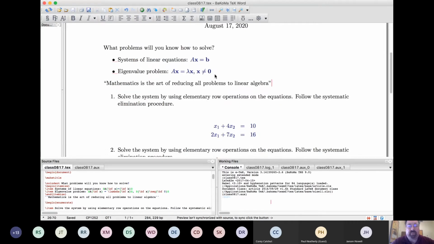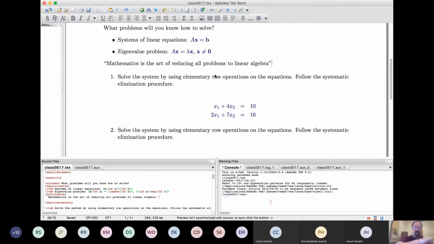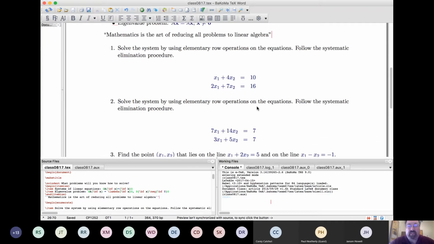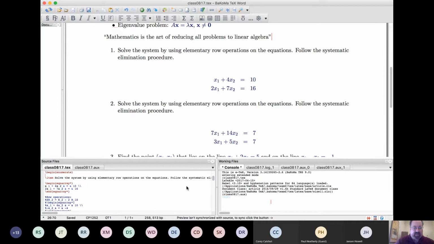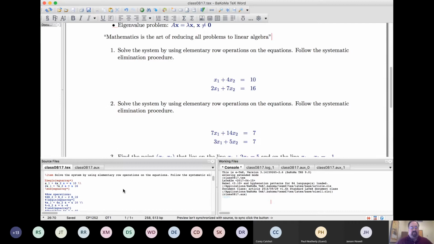So what I'm going to do now is dive into these problems, and you'll see that there are certain bits of terminology that I need to explain, such as elementary row operations, systematic elimination procedure, and what it means for a system of equations to be consistent. I will explain all of those as we go, so that by the end of this you can be ready to do the first homework. As I mentioned, whatever I type here will be posted after class.